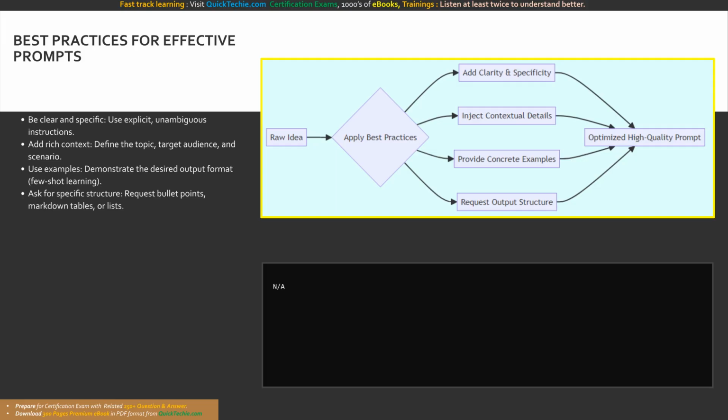Fourth, you must explicitly ask for structure. If you need the data organized, tell the model to format the output as a markdown table, a numbered list, or concise bullet points. For example, a poorly designed prompt would be, "Tell me about AI adoption."